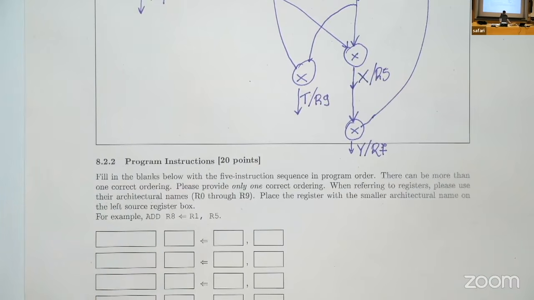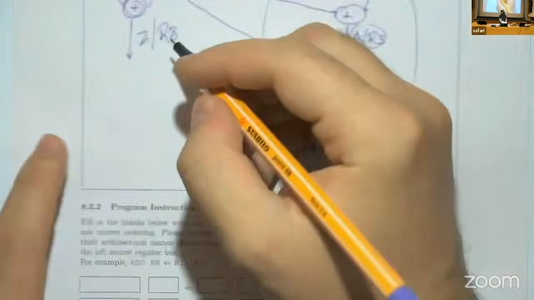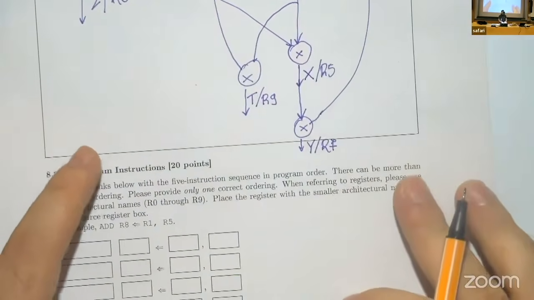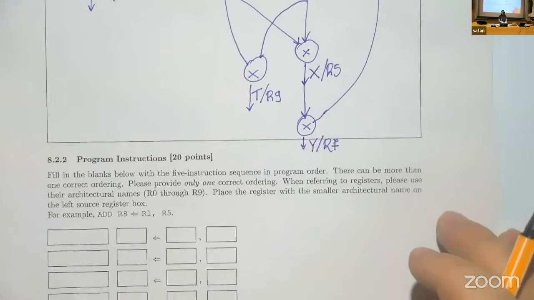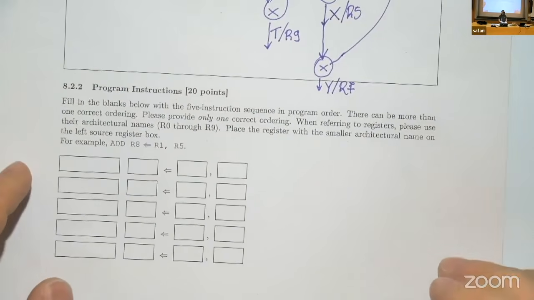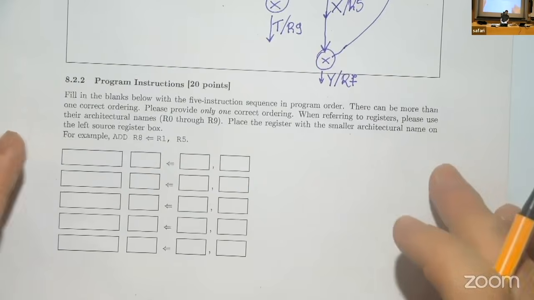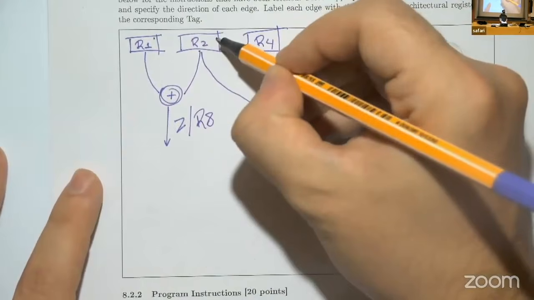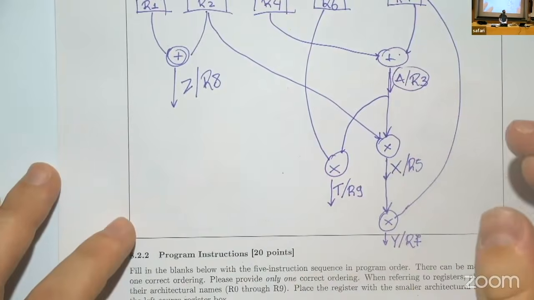Okay, so I will ask one question. As we saw, R1 and R2, we add them and we end up in R8. The question is, can this be the first instruction? Sorry? So I'm saying that we saw that adding R1 and R2, we end up in R8, which is independent of the rest of the instructions. Can it be the first instruction?